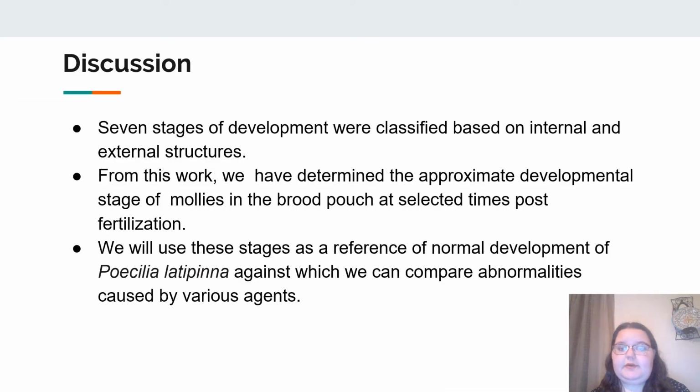So from this experiment, we were able to classify 7 stages of development for mollies. And we were able to do this using the internal and external structures that we were able to photograph using correlated microscopy techniques. So potentially, if we had a random molly that we didn't know how long it had been maturing or anything like that, we would be able to tell about what stage it's in based on its internal and external structures. And in the future, we can use these normal stages of development as a reference guide for when we test various agents, pharmacological agents, or carcinogens on these mollies and see how these agents affect development of mollies.